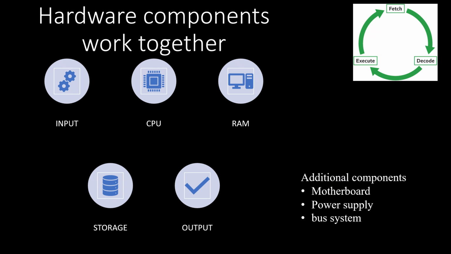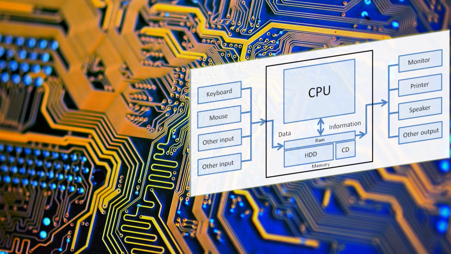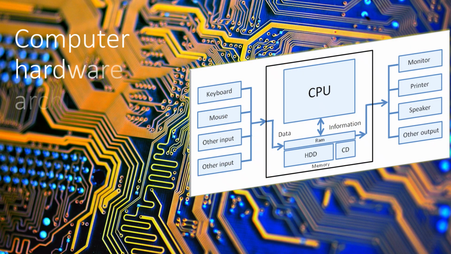Next one, computer hardware architecture. This diagram shows how different hardware components are connected. Input devices send data to the CPU. The CPU processes the data with the help of RAM. Finally, the results are stored or displayed through output devices. This architecture explains how information flows inside the computer.